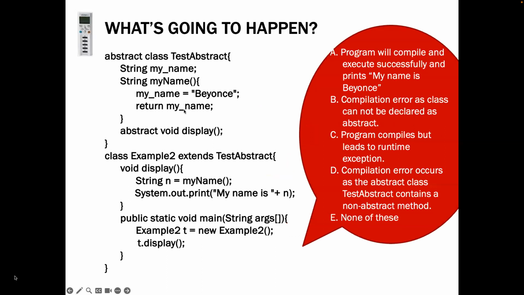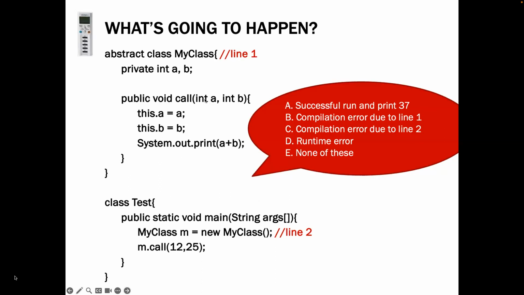So when we make that call, it takes 12 and it takes 25. And assuming that all of this is working properly, it's going to instantiate A and B and then print out the sum, which 12 and 25 together makes 37. So if everything was working properly, it would print 37. So A seems reasonable. But then we have these other options.